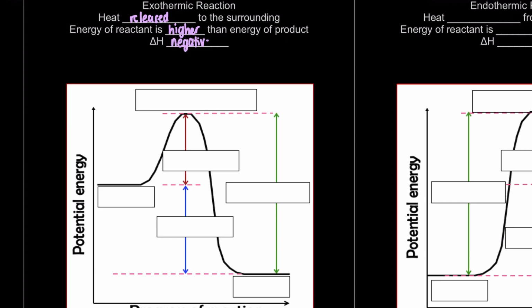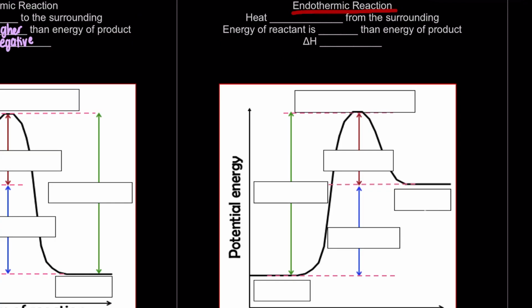Again, why is it negative? Delta H is the product minus the reactant. Since the reactant is a bigger number than the product, when you take the small number minus a big number, hence you will get a negative value. So that is for the exothermic reaction.